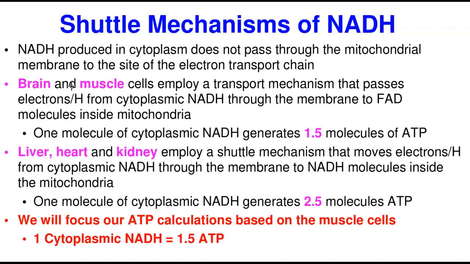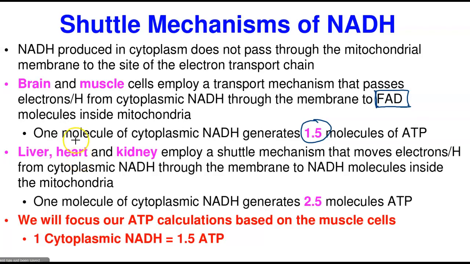Now, these shuttle mechanisms are different depending on the organism. The brain and the muscle have a different shuttle mechanism, in which they transfer electrons or hydrogen ions to FAD. Remember, whenever anything involves FADH, it starts at complex 2 and generates about 1.5 moles of ATP. So in brain and muscle, 1 molecule of cytoplasmic NADH, meaning NADH produced in the cytoplasm, results in only 1.5 moles of ATP in the mitochondria.